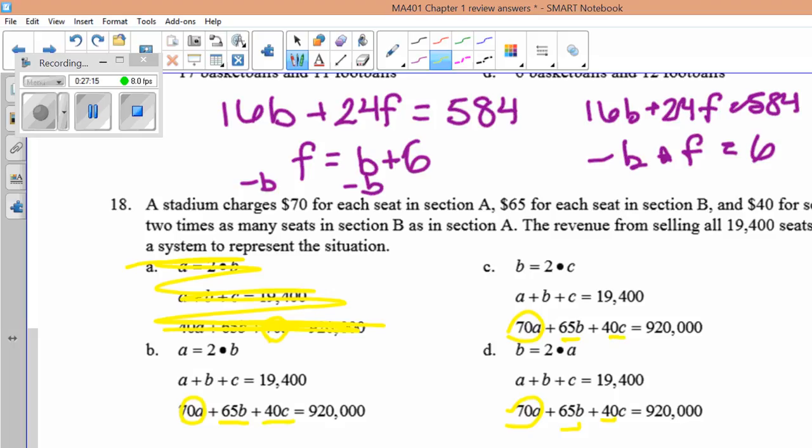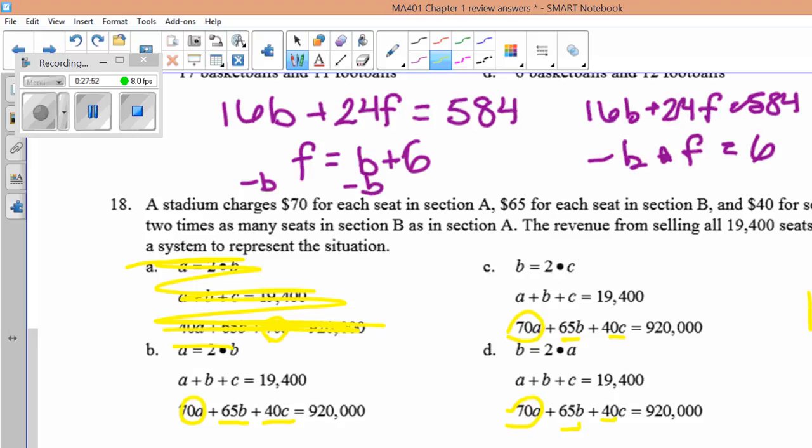There we go. It says there are 2 times as many seats in section B as in section A. Okay, who has more then, B or A? There are 2 times as many seats in section B as section A. That means B has more. B has twice A.